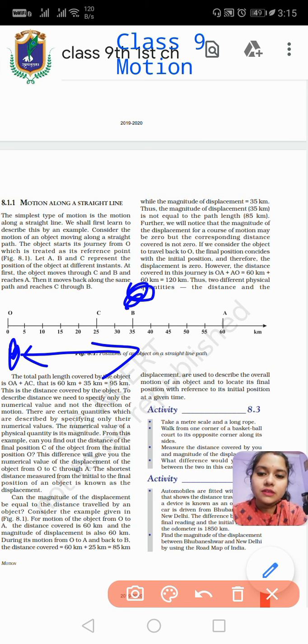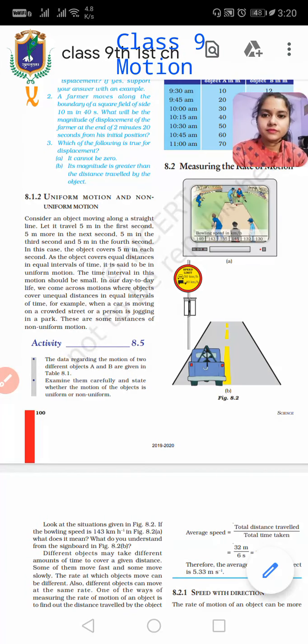Distance means how many total kilometers are covered by the car, and displacement means the difference between the initial and final point covered by that car. So what is the displacement? The displacement is the shortest distance between the initial and final point that is covered by a car or any object. Now let's start with what is uniform motion and non-uniform motion.